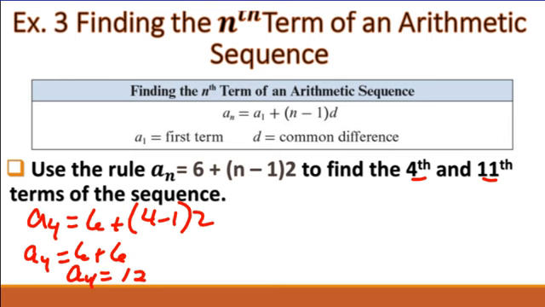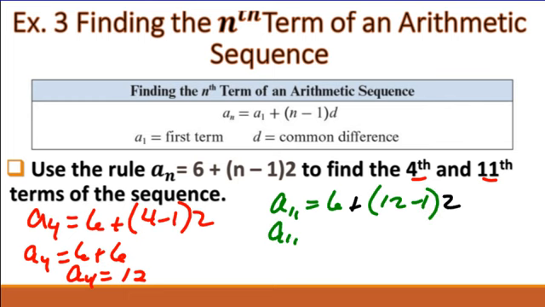Find the 11th term. Plug an 11 in for n. 6 plus 11 minus 1 times 2. So I have 6 plus 10 times 2 is 20. So the 11th term would be 26.